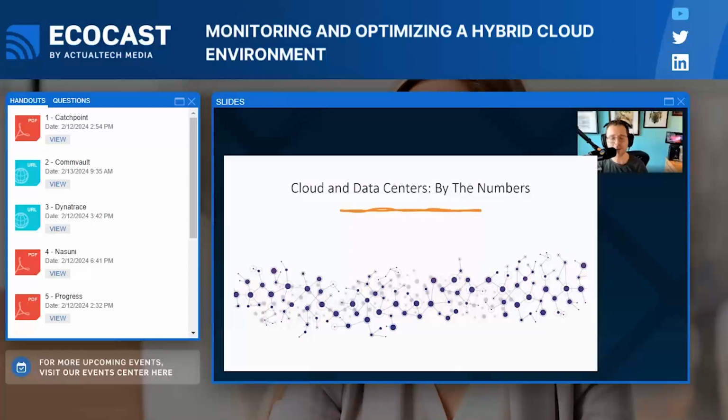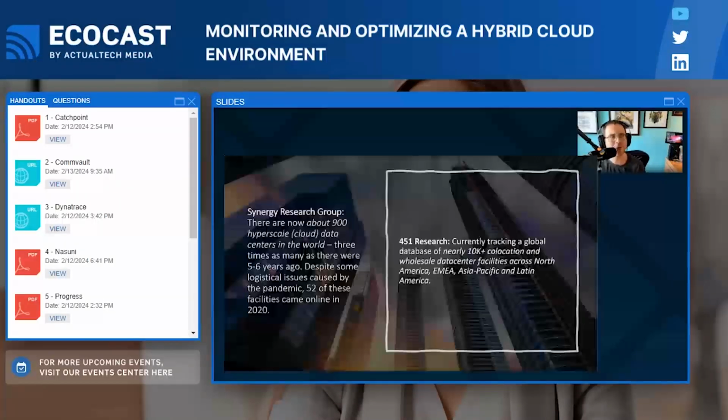So there's a really great research report from Synergy. They recently stated there's now about 900, actually I think there's more than 900 hyperscale cloud data centers in the world, 3 times as many as there were about 5 to 6 years ago. And here's the crazy thing, we're not going to talk about the pandemic, but despite crazy logistical issues and challenges, 52 of these facilities came online in 2020.